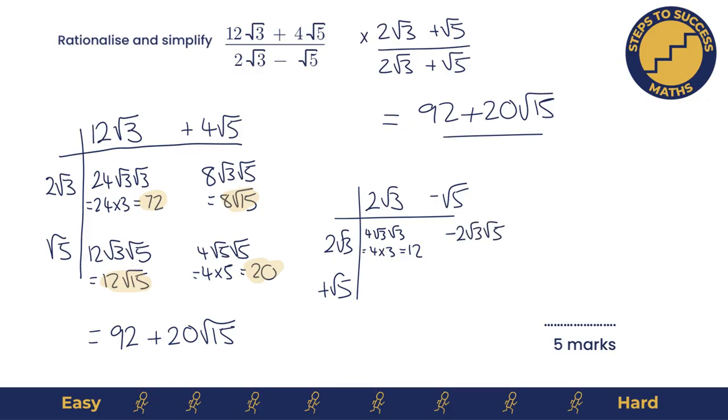And we know that's going to cancel out with the other one. So we've got positive 2 root 3 root 5. So we can cancel those out. And then root 5 times negative root 5. So negative 5. And now if we look at the number parts, we've got 12 take away 5. So the bottom of our fraction is 7. 92 plus 20 root 15 over 7. And 7 doesn't divide exactly into these, so we're going to leave it like this.